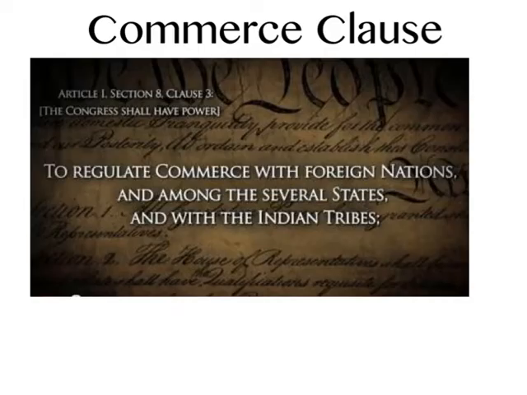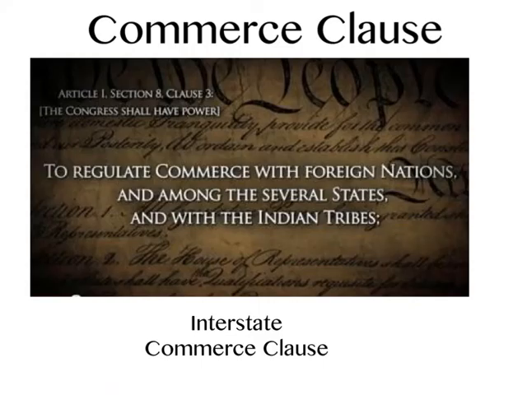Okay, the Commerce Clause is very important. Congress has the power to regulate commerce or economic activity with foreign nations and among the several states and with the Indian tribes. All right, it's also known as the Interstate Commerce Clause, and what this allows the national government to do is to regulate economic activity that involves the entire country. A big part of this was coining money.